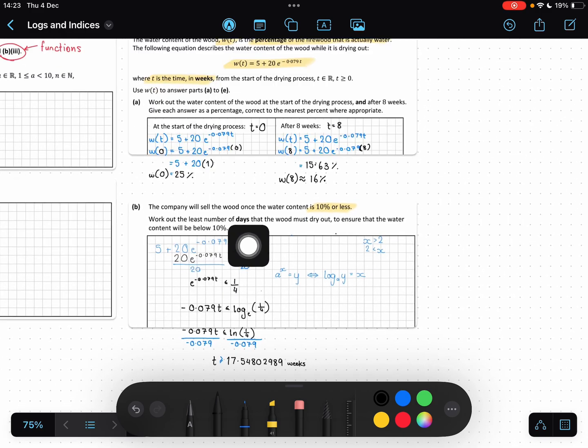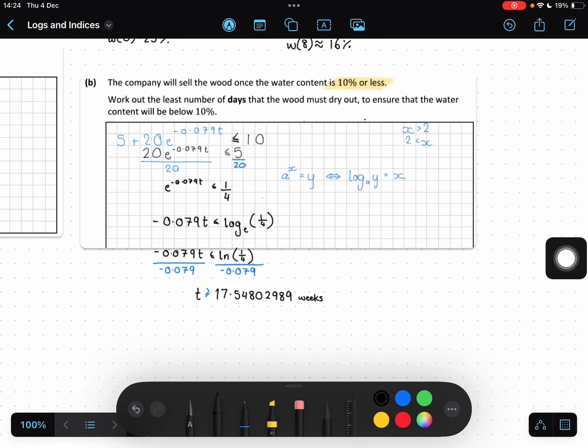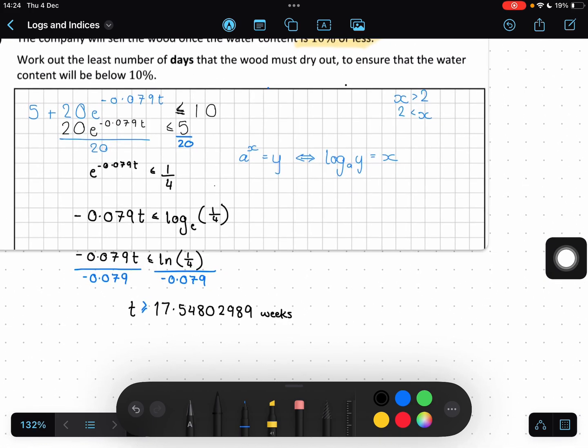This one says the number of days. So if that's the number of weeks, think back, how do I get from weeks to days? Even just write a little note to ourselves: 1 week is 7 days. How do I go from one to the other? What do I multiply by to get from 1 week to 7 days? I multiply by 7. So to get from weeks to days, I'm going to multiply that answer by 7.